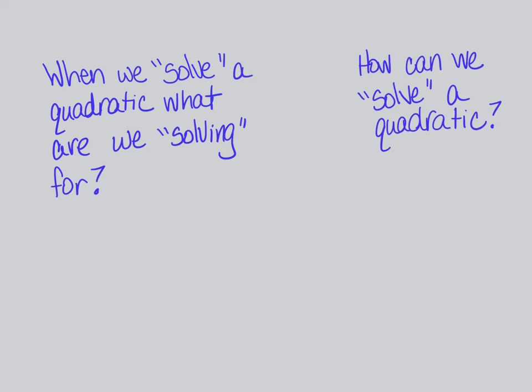Before we move on, I want to talk a little bit about when we solve a quadratic. When I tell you to solve this quadratic, what am I solving for? What is a solution? I heard it. We're actually solving for the x-intercepts when we're solving. Okay, it's called a solution. Can also be called a zero.